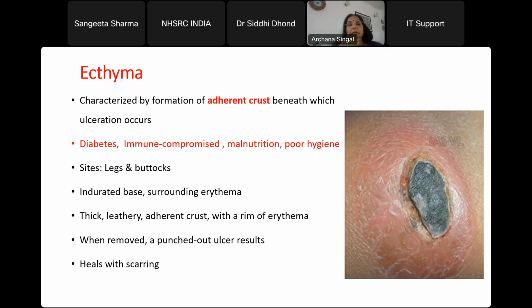Ecthyma is another infection by staph and strepto that is characterized by the formation of an adherent crust. And this is a leathery crust, leather-like crust. It is more commonly seen in diabetics, the immune compromised, and those with malnutrition and poor hygiene. Usually it occurs on the extremities. And there is a big lesion, as you can see, with a surrounding erythema.